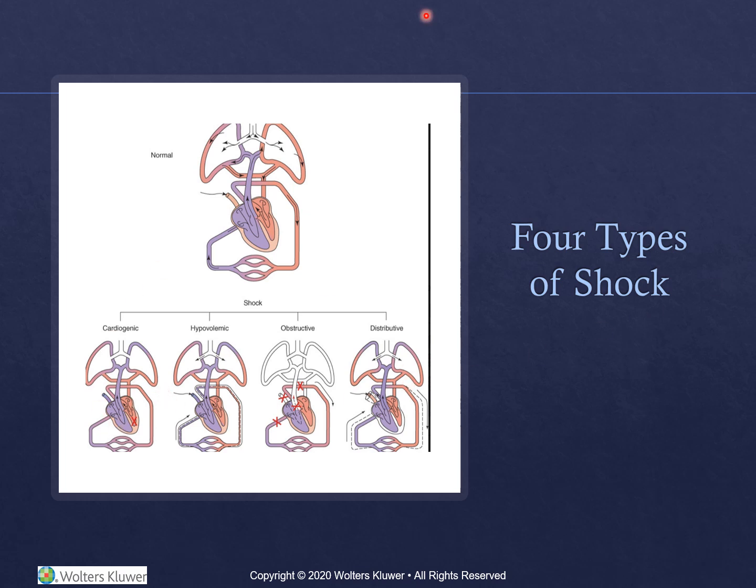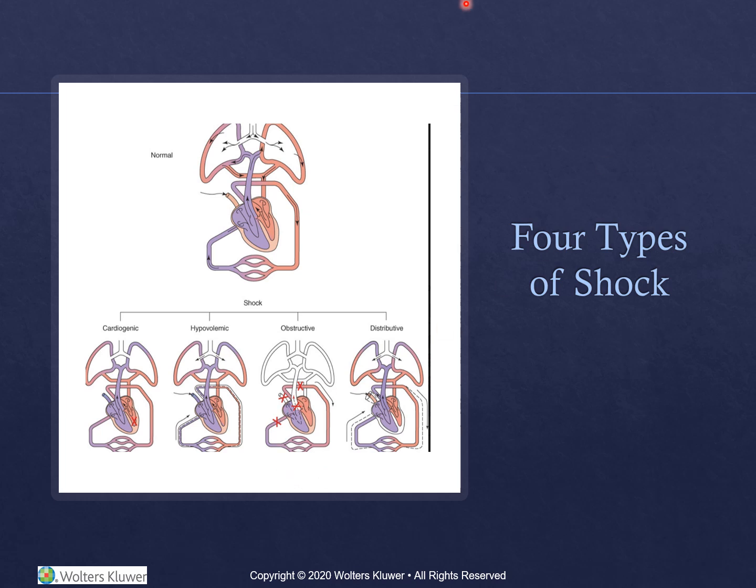maintain significant perfusion. Another type of shock is hypovolemic shock. In this type of shock, we have low circulating blood volume. This can happen with a significant loss of blood, or significant loss of plasma, or a significant loss of extracellular fluid.